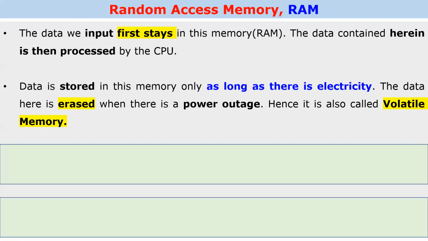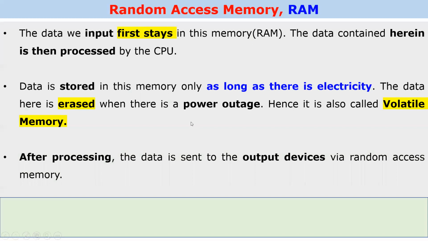Volatile memory. Right. Then after processing, the data is sent to the output devices via random access memory. That's also an important point. After processing, right?